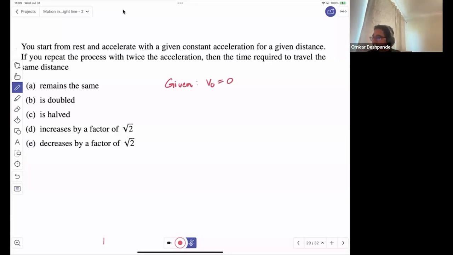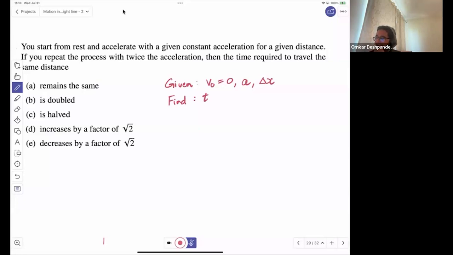Okay, so the accelerations are also connected. We know the accelerations are connected because one is twice that of the other. So information about acceleration is given. Information about the distance or the displacement, because there are no U-turns, distance is same as displacement, is also given because we are going the same distance in both scenarios. What we need to find is how does this affect the time?